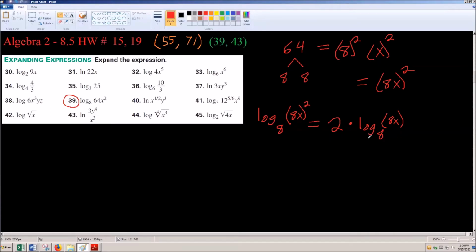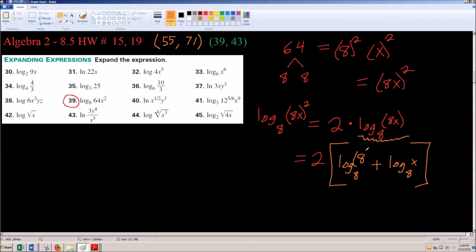Then I look at this and ask, what is happening on the inside here? I have 8 times x. If I have multiplication, that's addition with my logs. So this is going to break down into 2 on the outside, and I'm going to put a big set of parentheses, actually I'll change the color here, a big bracket for this, which now breaks into log base 8 of 8 plus log base 8 of x. Does that make sense?